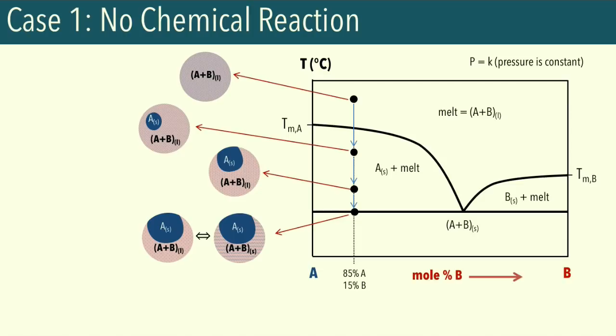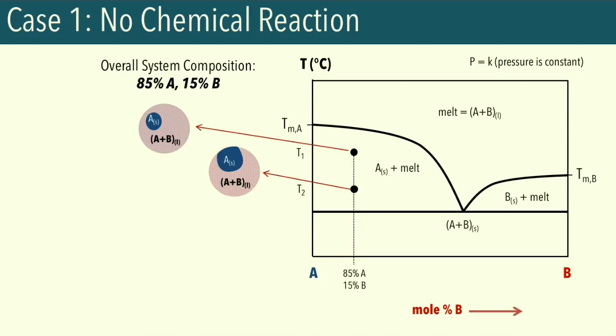Note that it's not possible to completely separate A from B by freezing it out, since once we reach the eutectic temperature, B also starts to freeze alongside A. Overall, once we decrease the temperature below the eutectic temperature, nothing really changes in the composition of the phases in the system because all of A and B are already frozen. By decreasing the temperature, we're pretty much just cooling the solid.